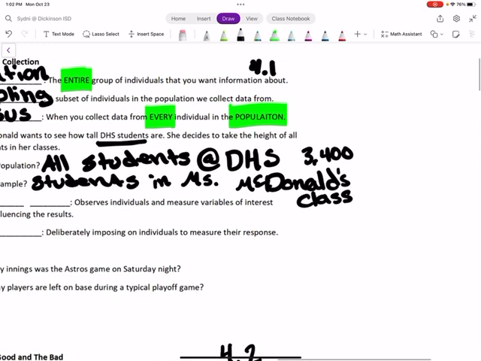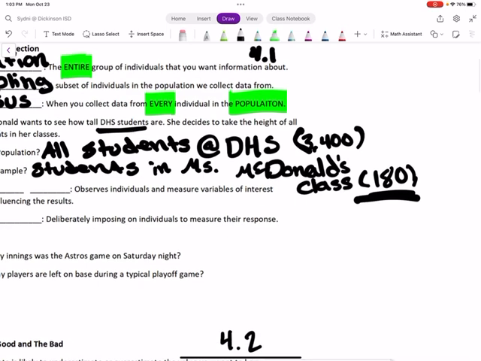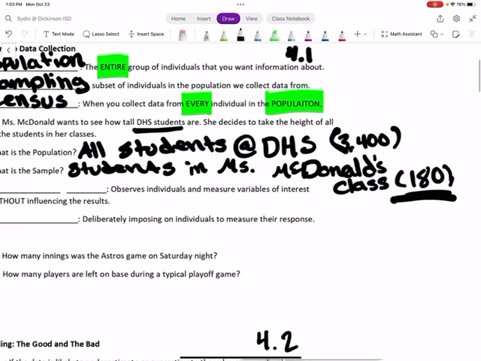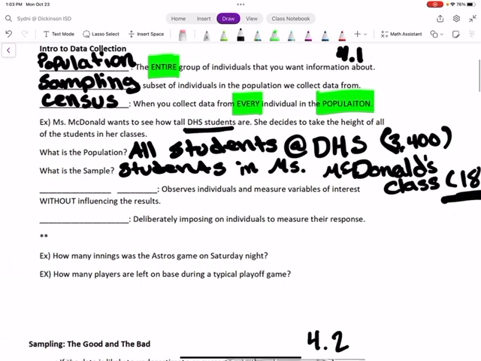And that's like 180 people. So a sample will always be smaller than the population because you're trying to get the samples from the population. So the big picture is your population, the small picture is the sample.